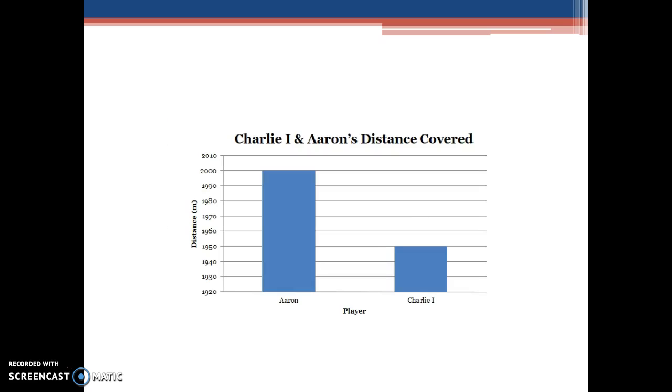This bar graph shows that Aaron has in fact covered more distance than Charlie, 50 more meters, which is about twice the length of the court. The court is around 28 meters, so that means he's gone up and down the court around twice more than Charlie. This means that Aaron has more chance of getting more rebounds and more shots than Charlie. They also have both been covering more than the average distance, however, which shows that they are both hard working and willing to run around and make plays for their team.